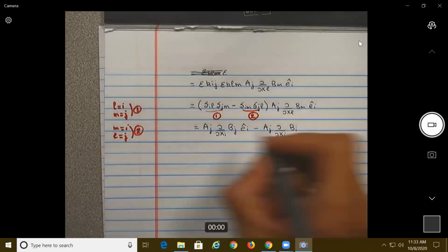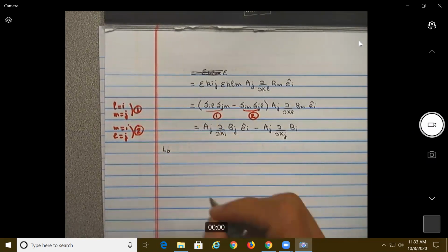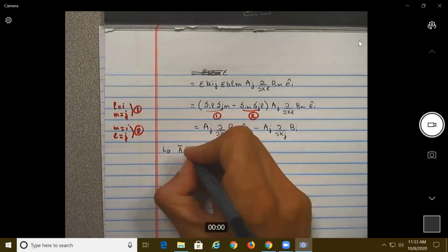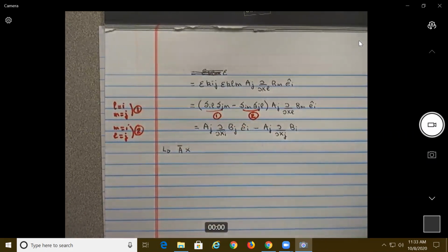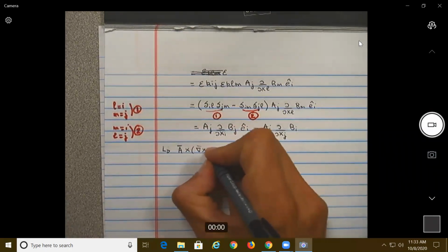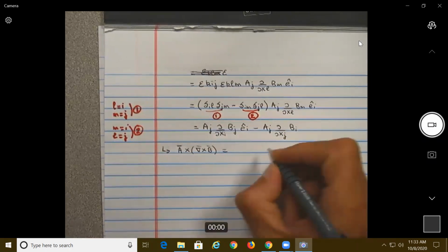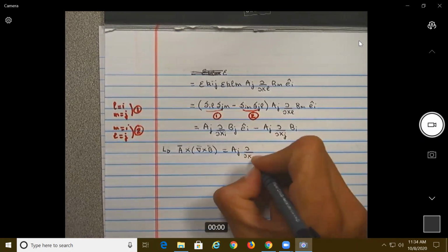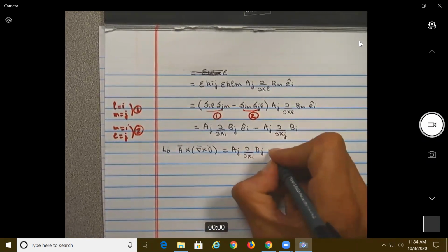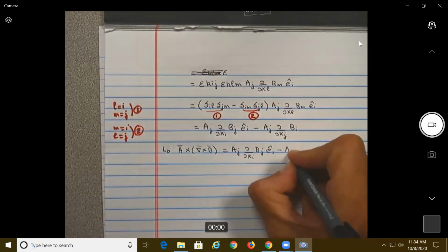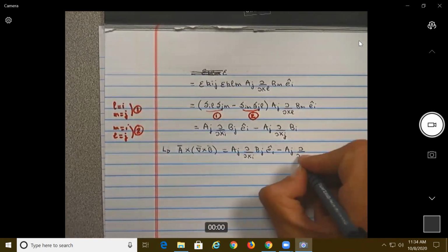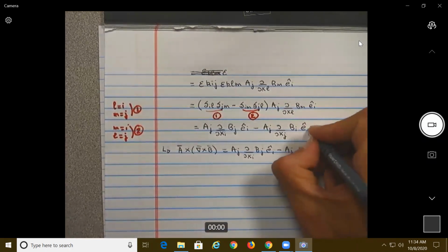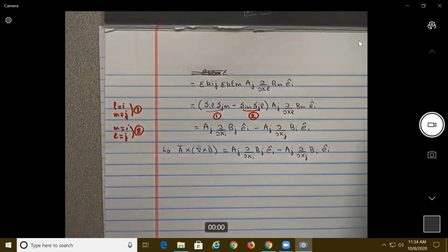Okay, so basically from here what we get is that A cross del cross B is equal to this stuff on top. So AJ partial XI B sub J EI minus AJ partial XJ B sub I. I forgot to put here the EI. EI.